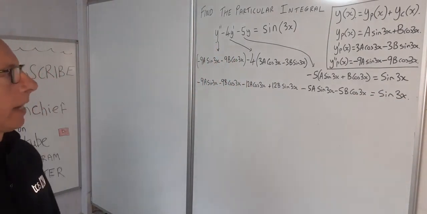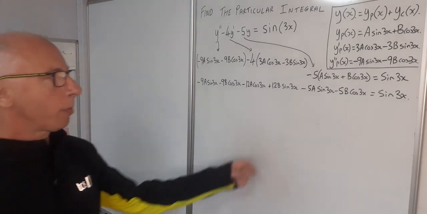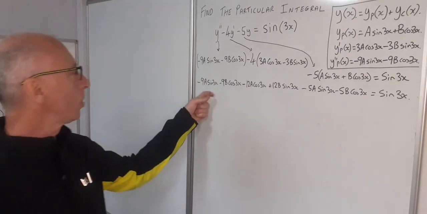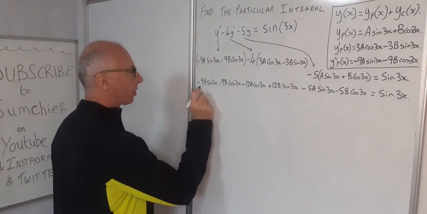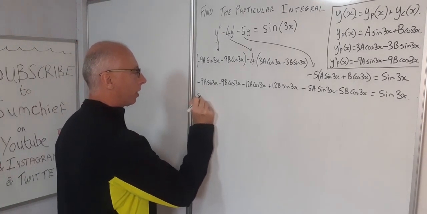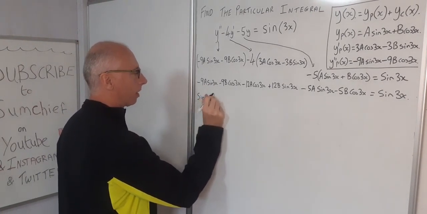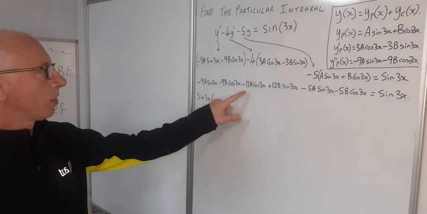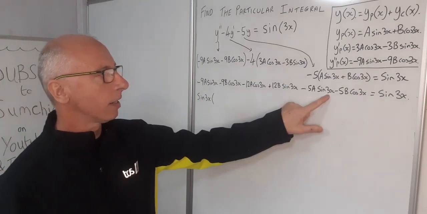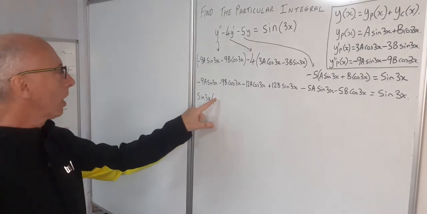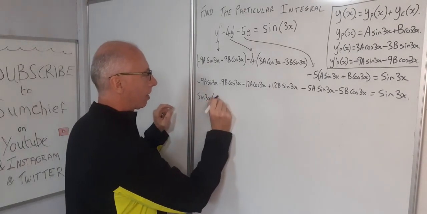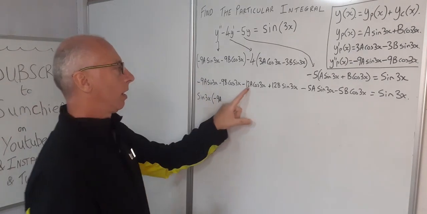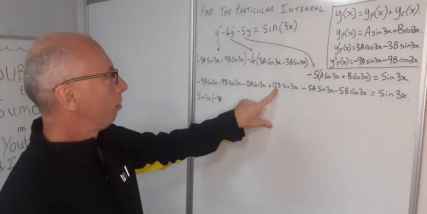Okay, now what we're going to do is separate all the sines and cosines. We're going to do sine 3x first, because that's the first one on the line. So sine 3x, and all the coefficients for the sine 3x terms I'm going to put in this bracketed term. Sine 3x here is minus 9a. Here we've got plus 12b.